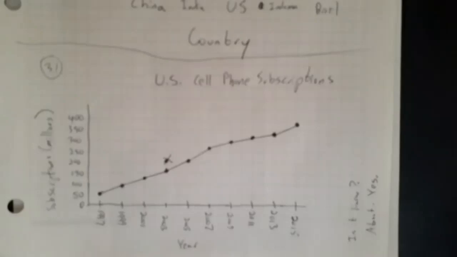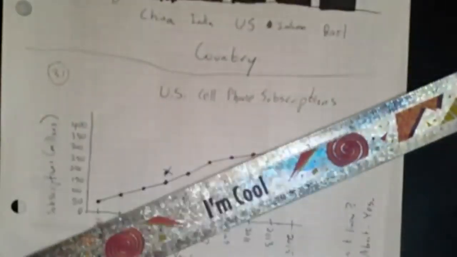It's about linear. If I wanted to draw something about linear, I could draw a sort of line that goes in the middle.